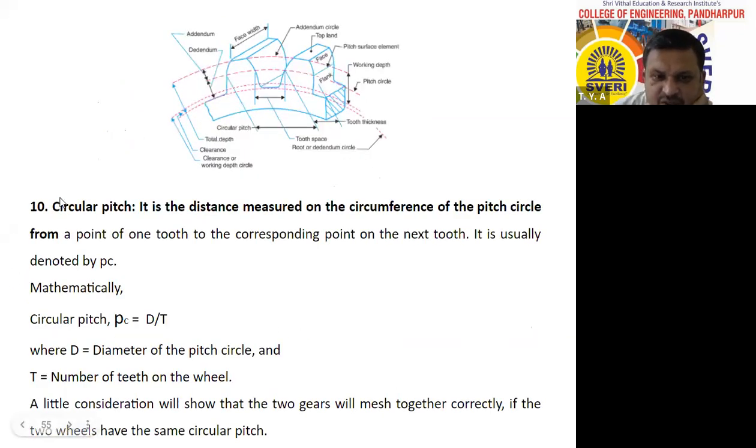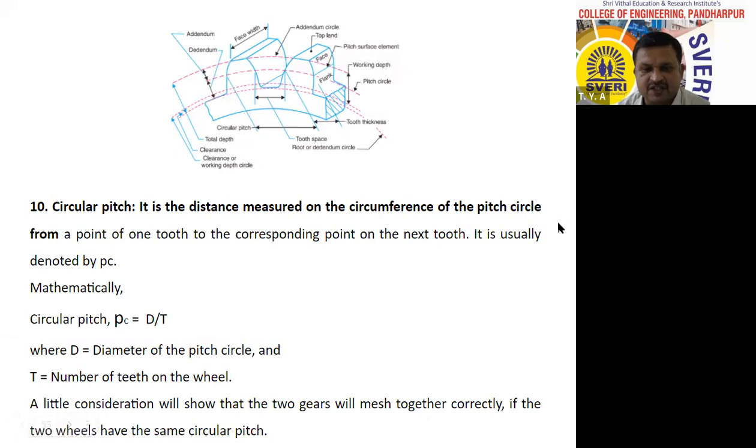Now, next is circular pitch. It is the distance measured on the circumference of the pitch circle from a point of one tooth to the corresponding point on the next tooth. See that if you take this point and go along the pitch circle, you have to take a similar point on the next tooth. This distance is known as circular pitch. It is the distance measured along the circumference of the pitch circle.